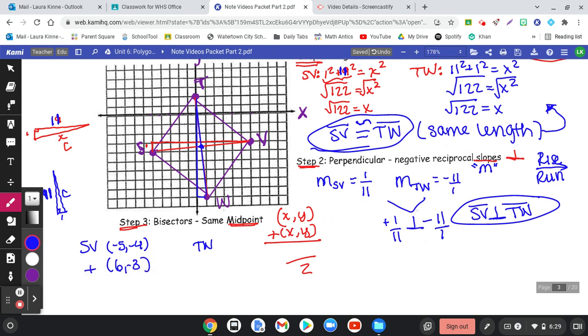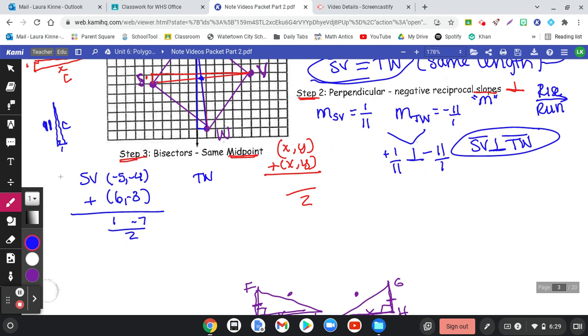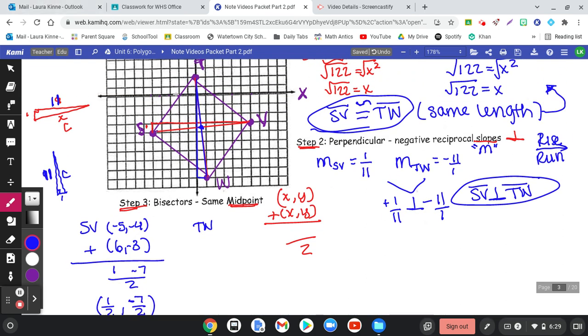Remember, for midpoint, it's like average. So you add them and then cut them in half. Because if I just said 1, -7, if I go over 1, down 7, does that look like the midpoint right there? No, you got to cut it in half. So 1 divided by 2 is 0.5 or 1/2. -7 over 2 is -3.5, or you can just leave it as -7/2. And make sure it makes sense on the graph. Over a half would be about here, and down 3.5. Yeah, that looks right.